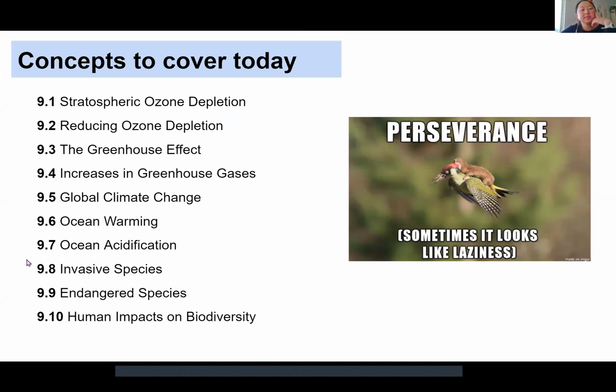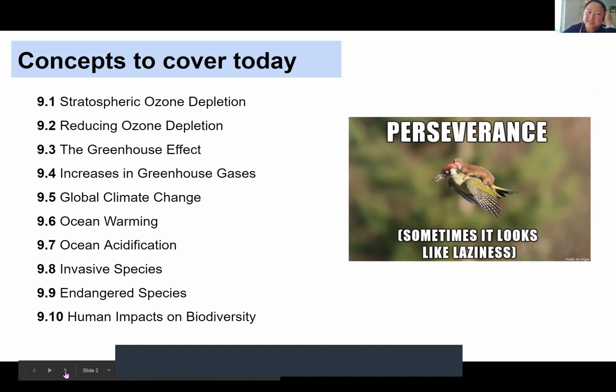Okay, so 10 sections here. You can kind of see that we've talked about a few of them. So like the ozone stuff we've talked about, greenhouse gas effect, we'll go over all that. And here is a fun meme that some of us might be feeling right now in quarter 4.